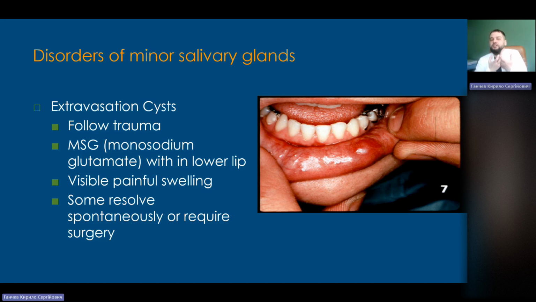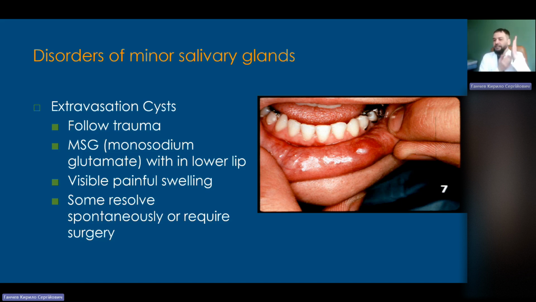They contain a lot of monosodium glutamate. It's some kind of chemical that increases the taste of food. That's why you like it. So if you overdose on that, it could provoke problems with minor salivary glands. Visible painful swelling, and some resolve spontaneously or require surgery. You can do that in your office too. So you just cut it and that's it.